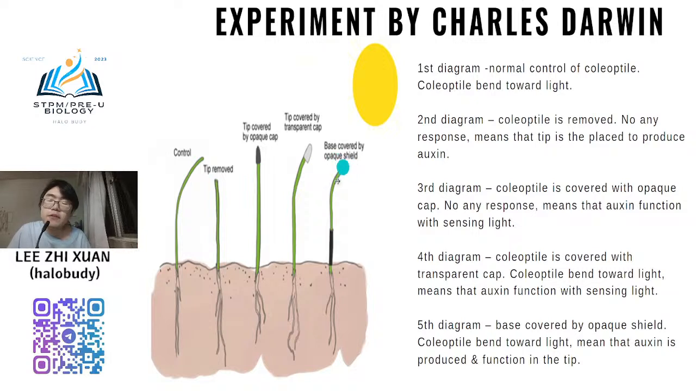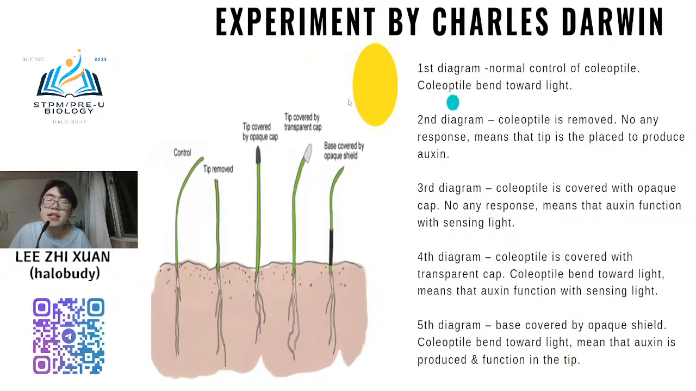And then the fifth diagram is where they cover the base, the stem of the plant, rather than the tips of the plant. When they cover the stem of the plant, they found that the response still occurs, totally similar to the transparent cap. So the plant still responds to light by auxin, and the plant faces toward the light.